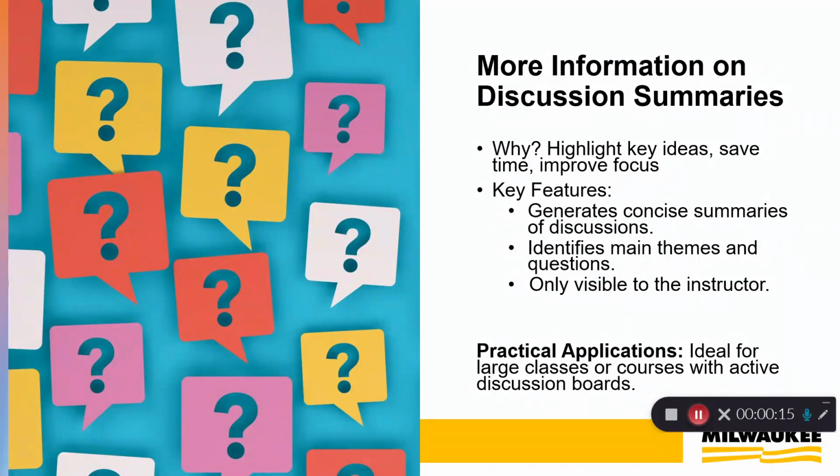For some more information about this feature, it provides concise summaries of discussions and main themes, and it's only visible to you. You can use it in any class, but it might be really ideal for classes that have a very large enrollment. And therefore it can be useful in helping you identify key themes without having to read individually each post.